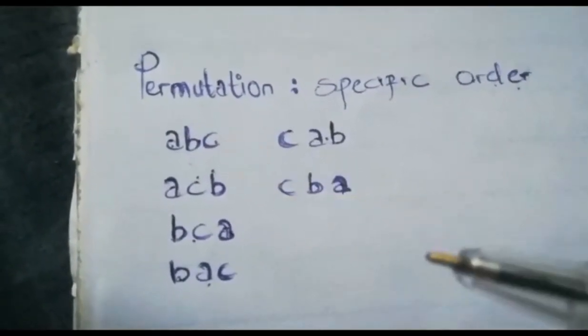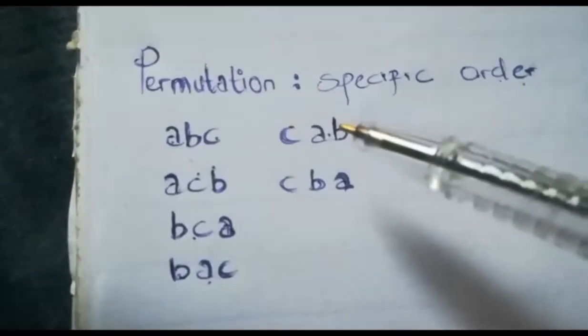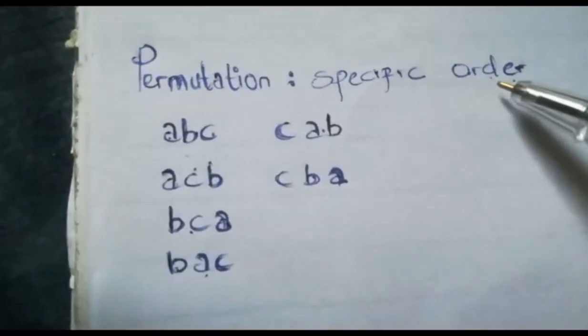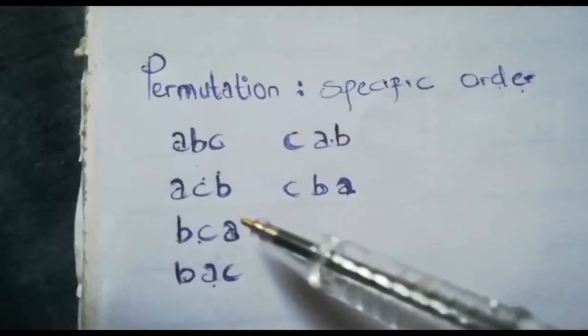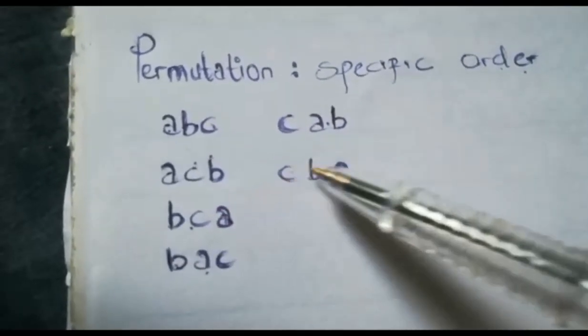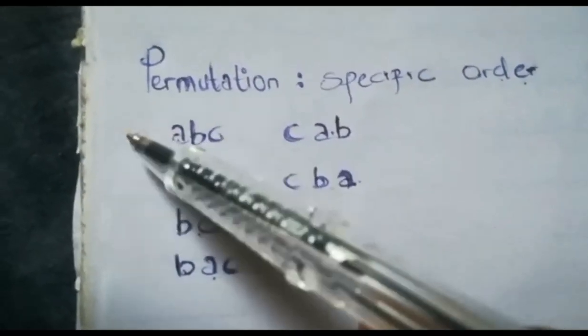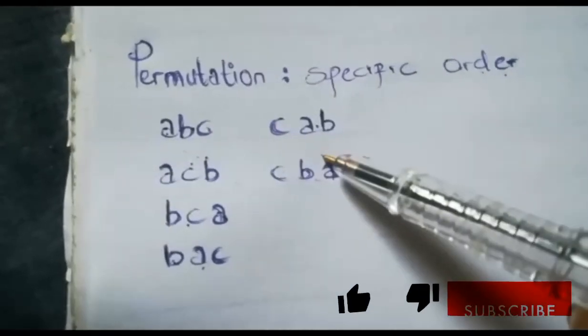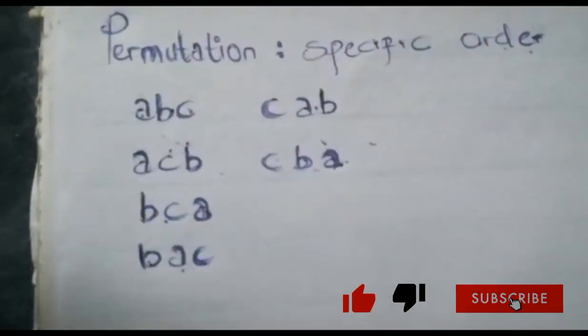So you can see how permutation works. You're arranging them in a specific order. So ABC is different from CBA. Even though this one is the reverse of this, they are still different under permutation. Let's look at another example.